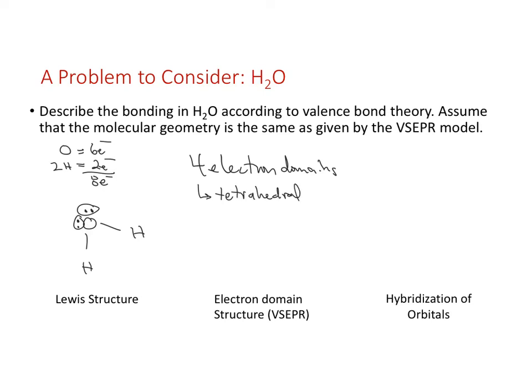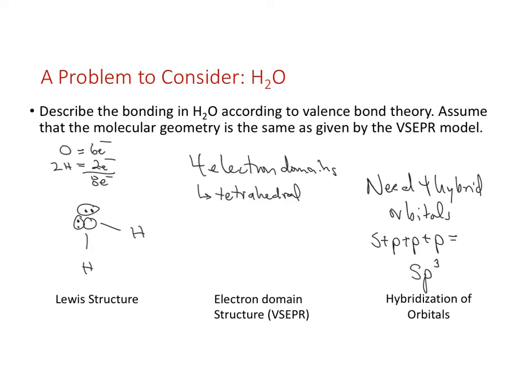And because I'm tetrahedral, right, I would need 4 hybrid orbitals. To generate 4 hybrid orbitals, I'd have to mix together 4 atomic orbitals, so s plus 3 different p orbitals, right? I would need to be sp3 hybridized for water that has a tetrahedral electron domain geometry.